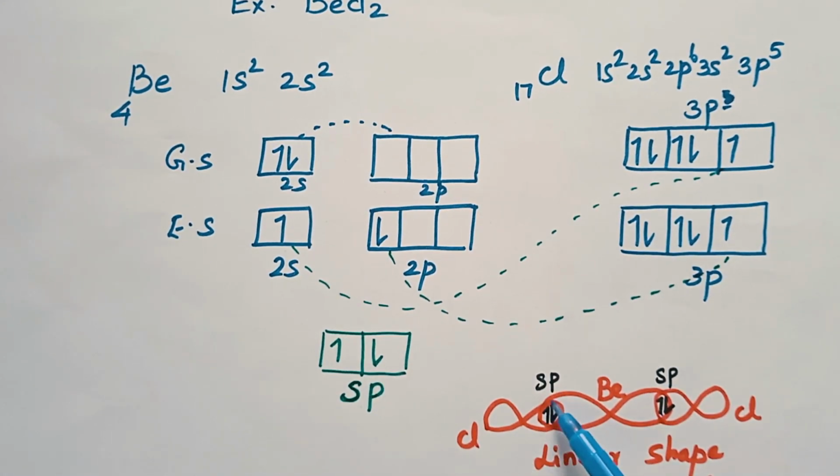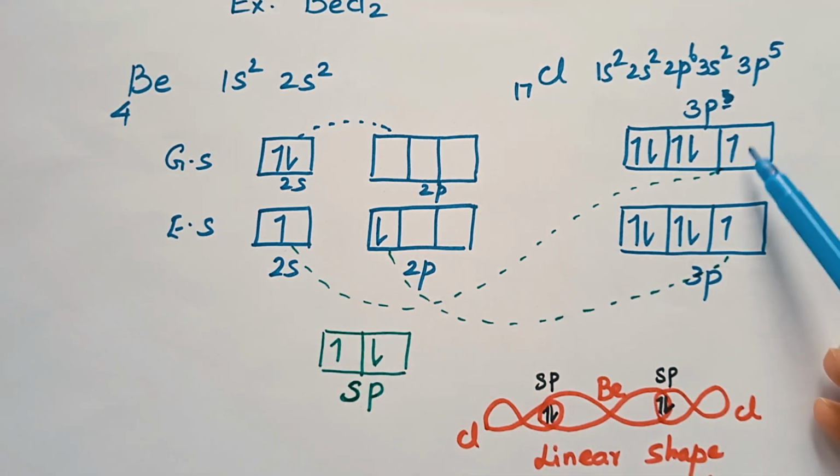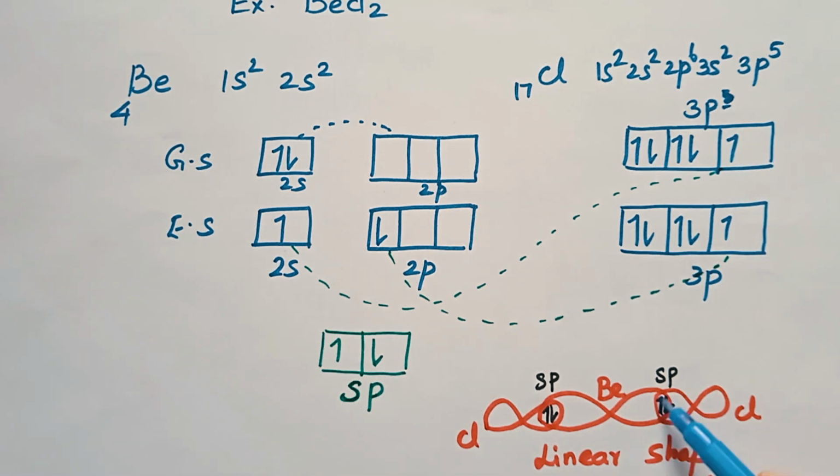Okay, the structure for beryllium is a dumbbell shape, and in chlorine atom it overlaps with the p orbital, so we have to draw a dumbbell shape here for one chlorine atom and one more dumbbell shape here for another chlorine atom. So it forms a linear shape and the angle is 180 degrees.